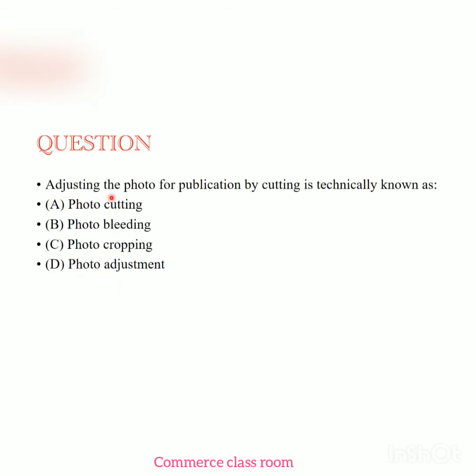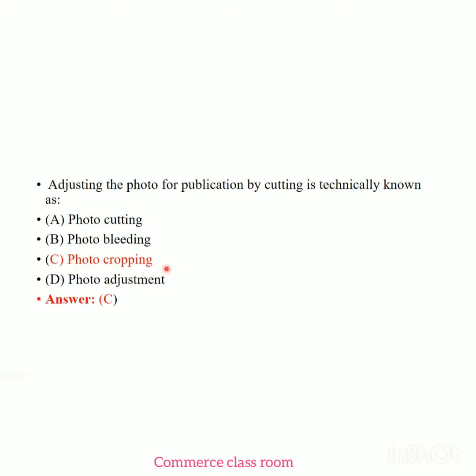Next question. Adjusting the photo for publication by cutting is technically known as option A, photo cutting, option B, photo bleeding, option C, photo cropping, and option D, photo adjustment. Our answer is option C, photo cropping.